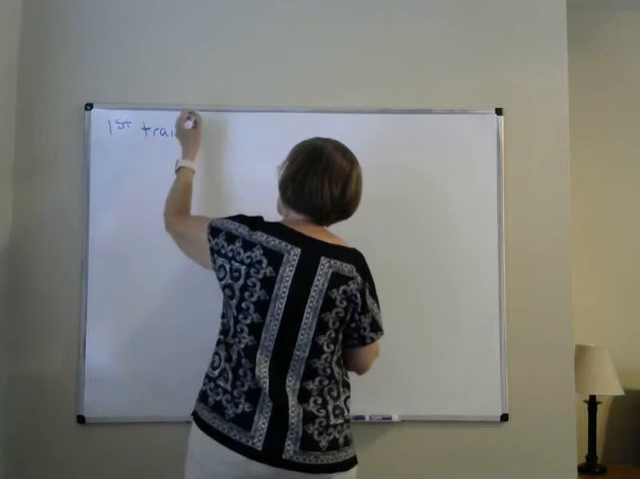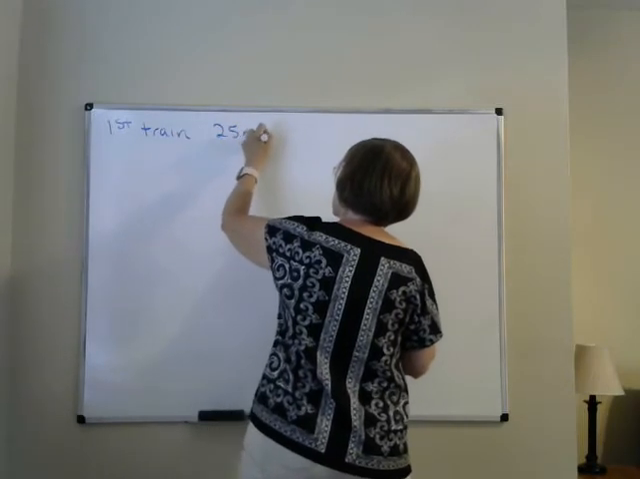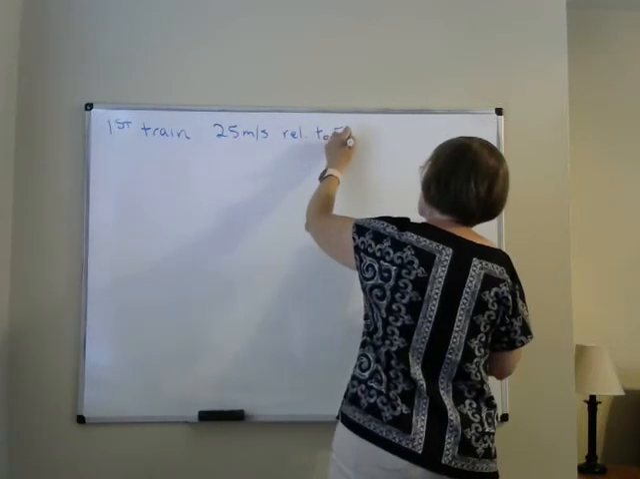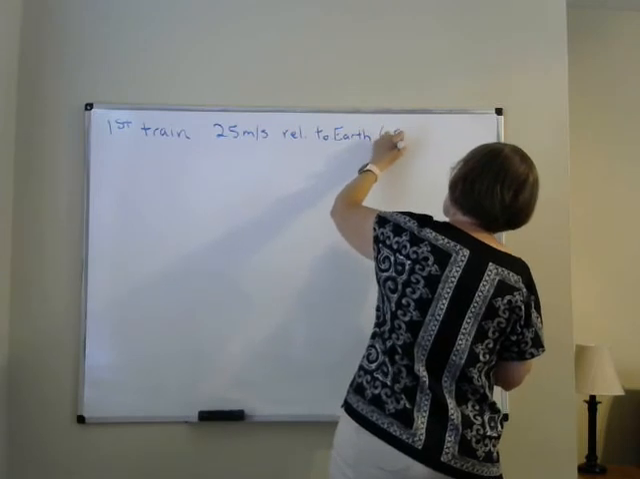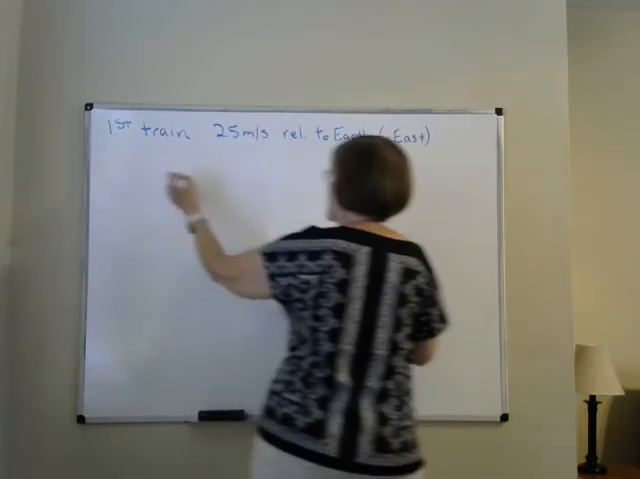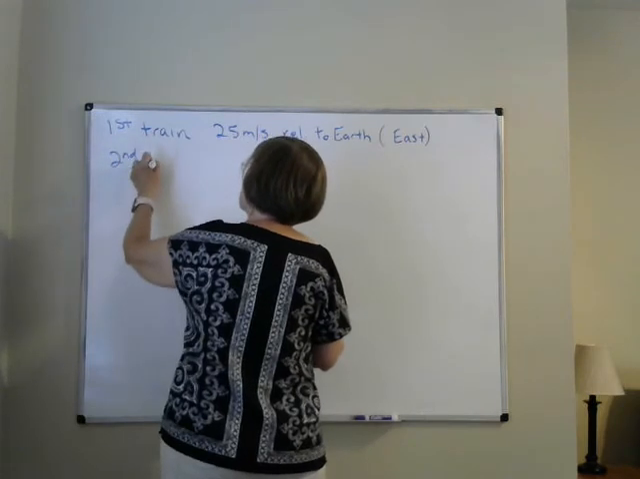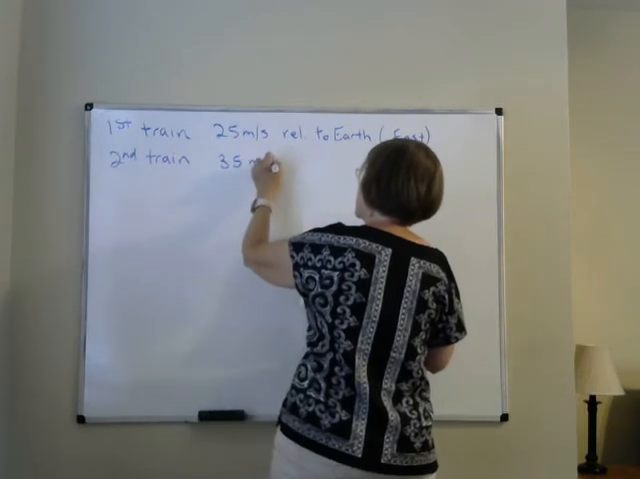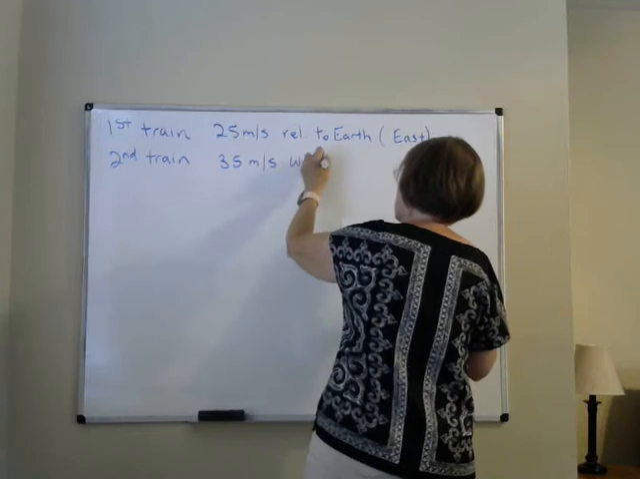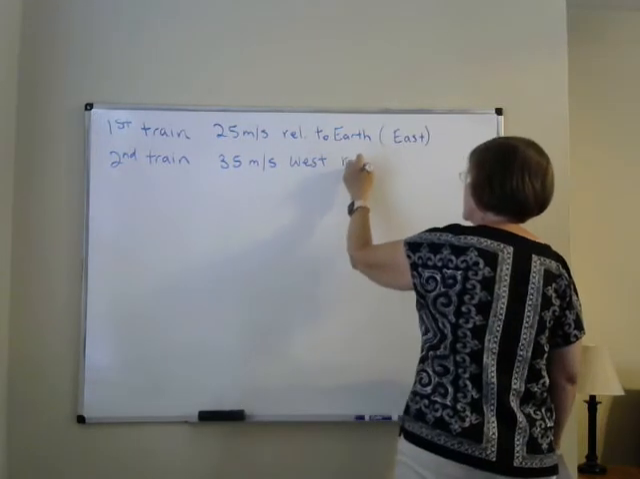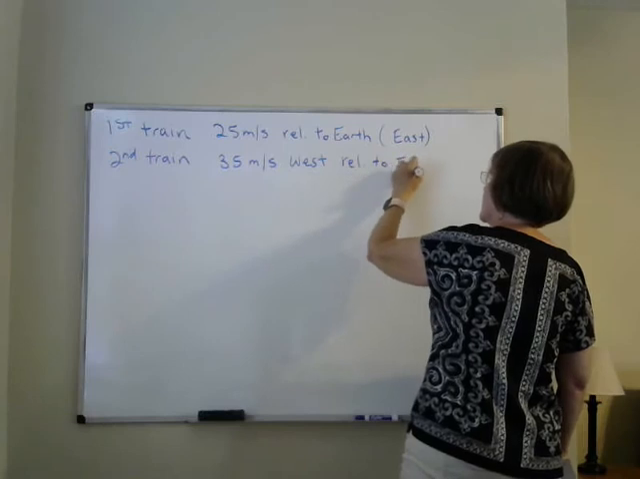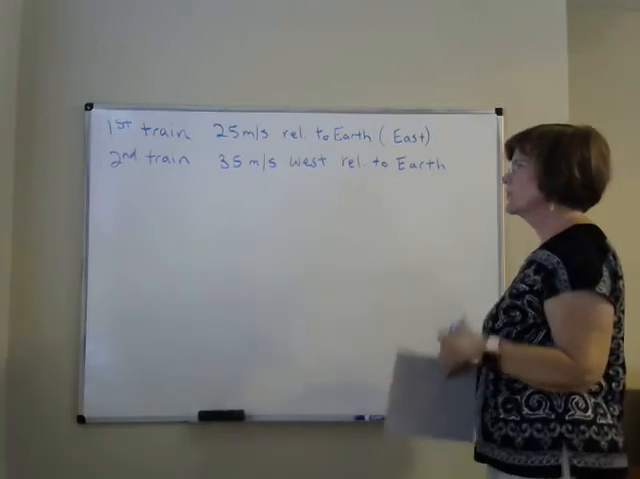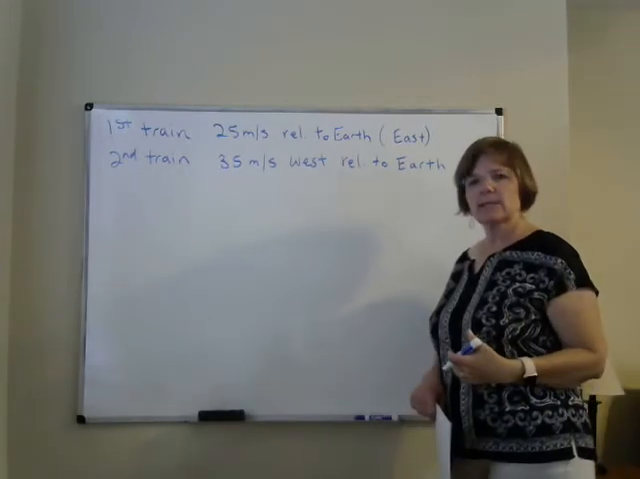Okay. First train is going 25 meters per second relative to the earth, going east. What if I have a second train? The second train is going 35 meters per second west relative to the earth. If these two trains are on the same track, heading directly towards one another, what is their relative velocity?